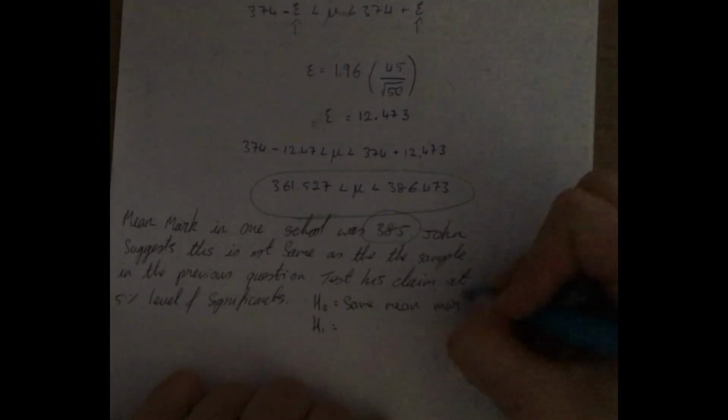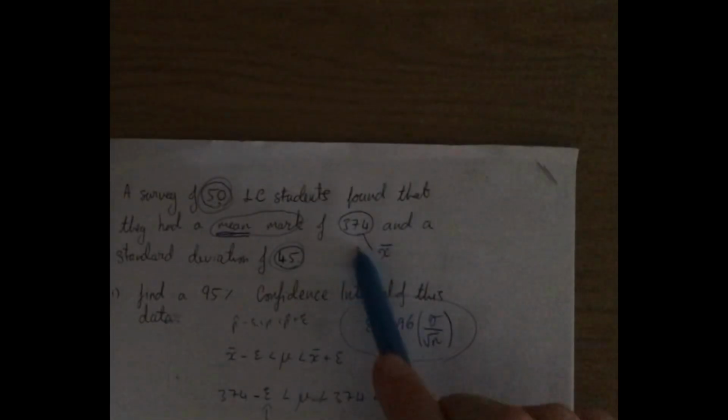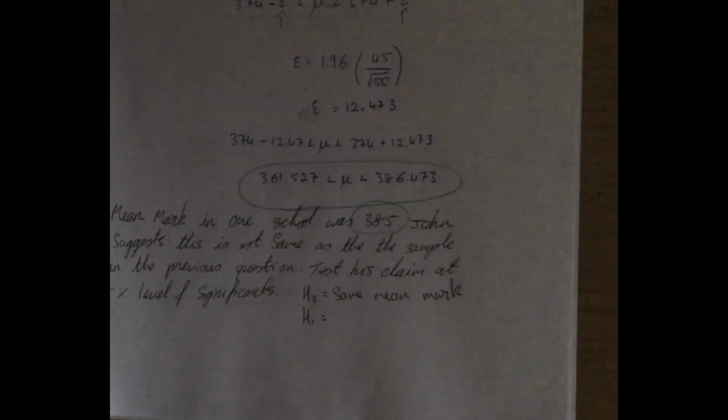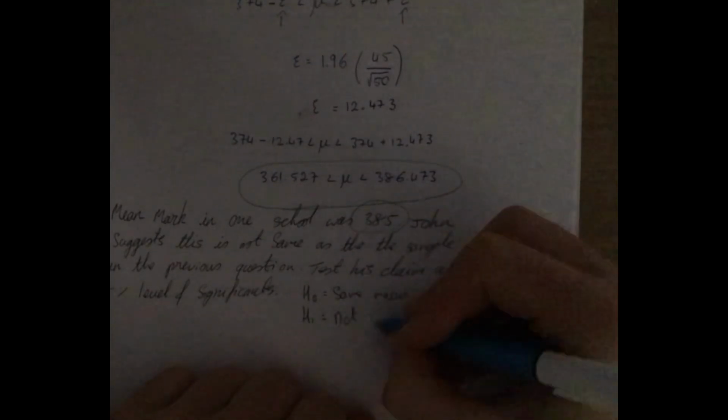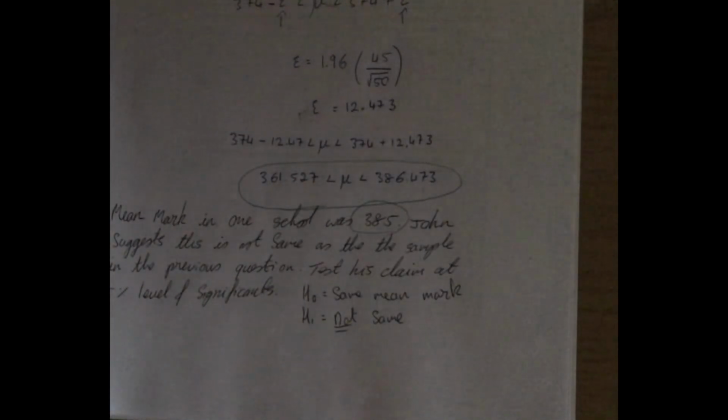Now, just to be clear, we're all aware that 385 is definitely different to 375. But we want to see, is it different when we look at it from a 95% level of significance? So at the moment, H0 is the same mean mark. H1 is that they are not the same. And again, we're just including that word. The word not will be included, and that will sort it all.